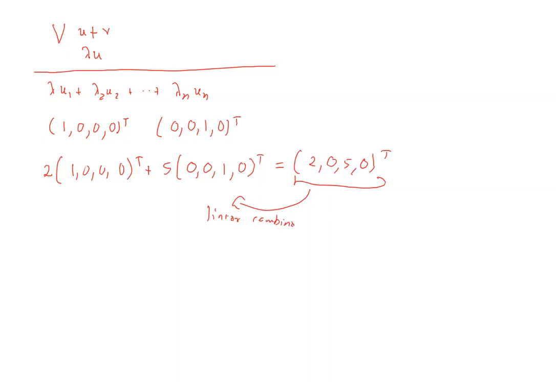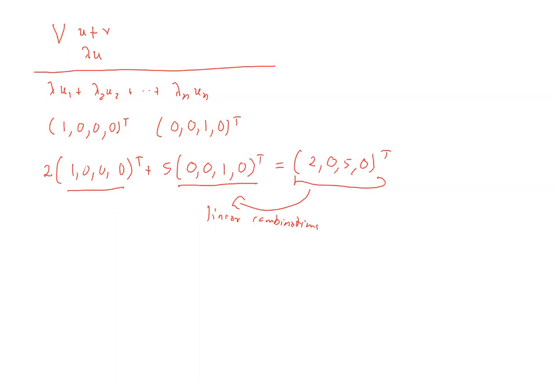So this is a linear combination of this vector and that vector. And in general, we say that a bunch of vectors are linearly dependent if at least one of them can be written as a linear combination of the remaining ones.